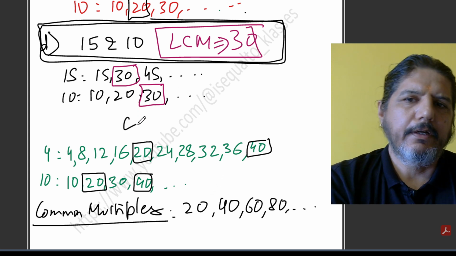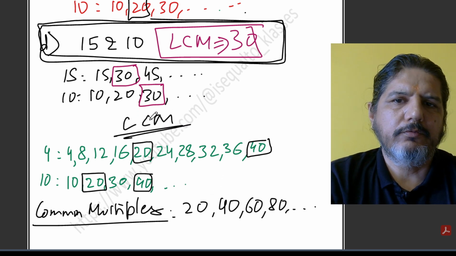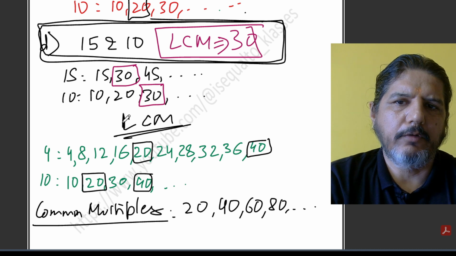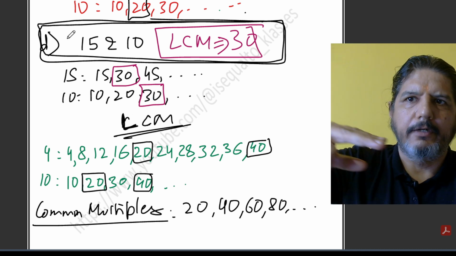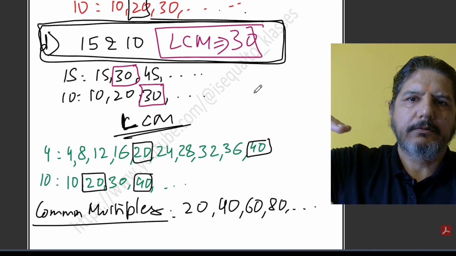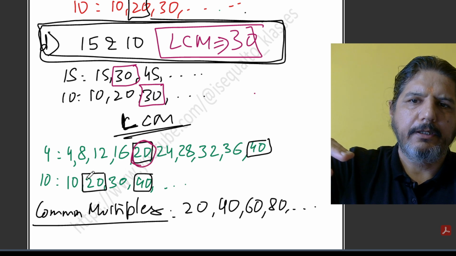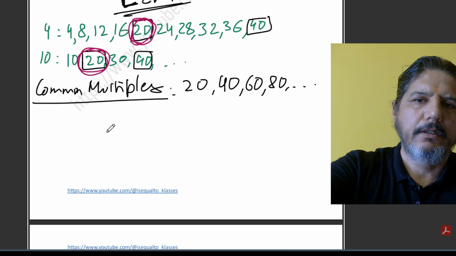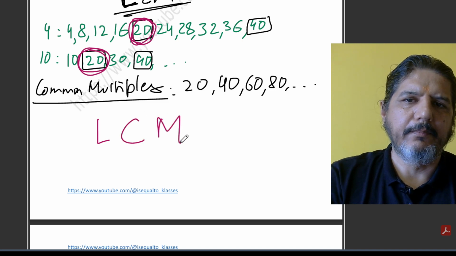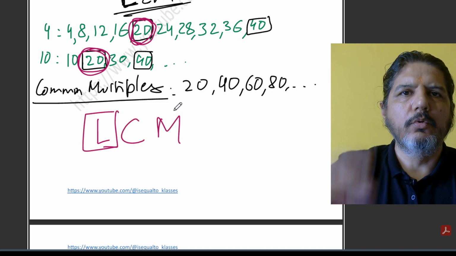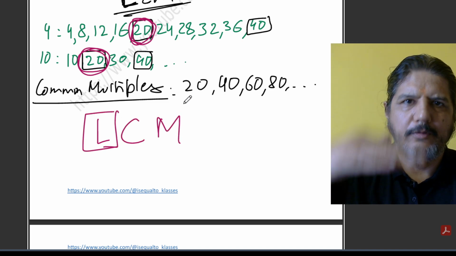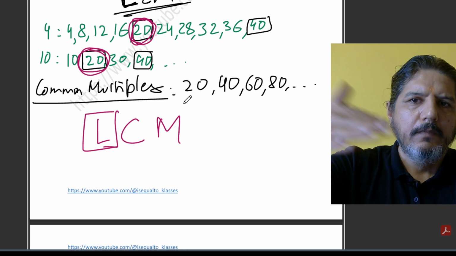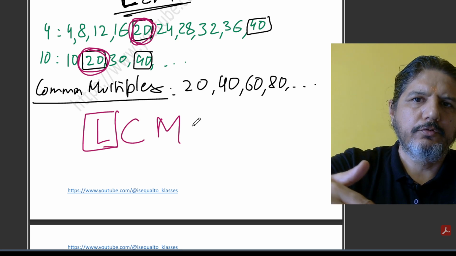But when I'm trying to find the LCM, what I'm trying to find is the lowest common multiple. So the lowest common multiple would have to be 20. And that is the meaning of LCM. You have to find the lowest common multiple. I hope now it's clear. I'll give you a few practice questions also.